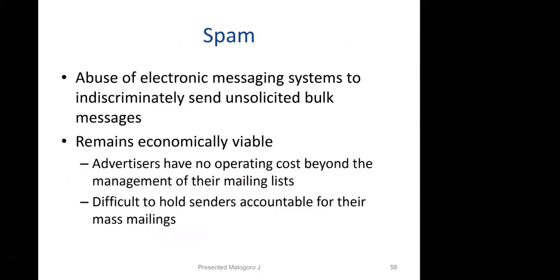Spam: abuse of electronic messaging systems to indiscriminately send unsolicited bulk messages. It always remains economically viable. Advertisers have no operating cost beyond the management of their mailing list. It is also difficult to hold senders accountable for their mass mailings. So spam is also very common on mail, and even nowadays, you can still spam messages on WhatsApp.